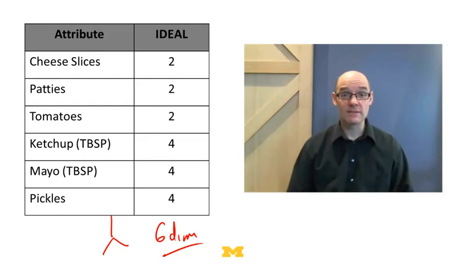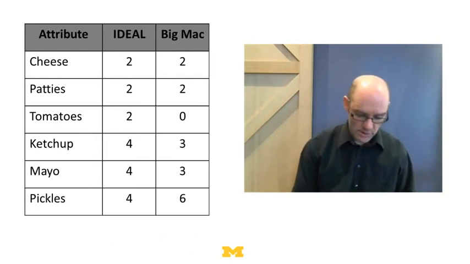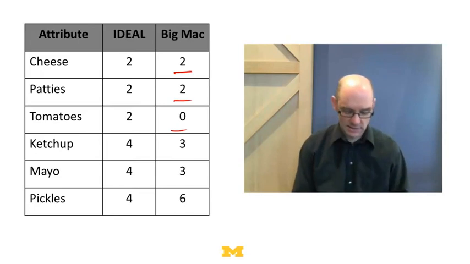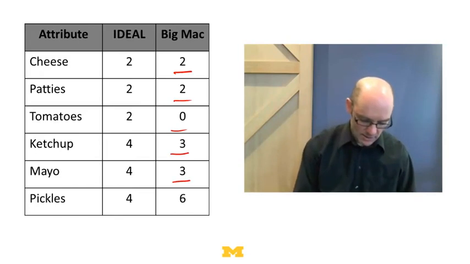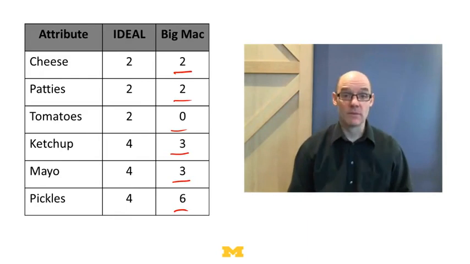Well, now I've got to decide, where do I go for lunch? Do I go to McDonald's and get a Big Mac, or go to Burger King and get a Whopper? What we can do is we can say, okay, let's look at my ideal point, which is right here, and let's look at the Big Mac. The Big Mac has 2 pieces of cheese, which is great, 2 patties, which is great, no tomatoes, not so good, not enough ketchup, not enough mayo for me, and a few too many pickles. Even though I like pickles, it seems to have a few too many pickles.